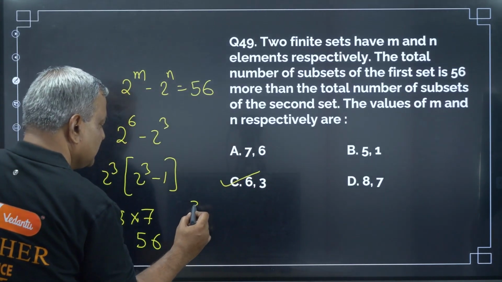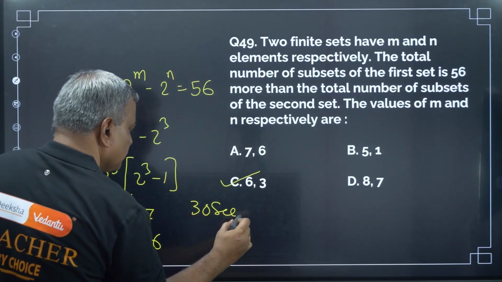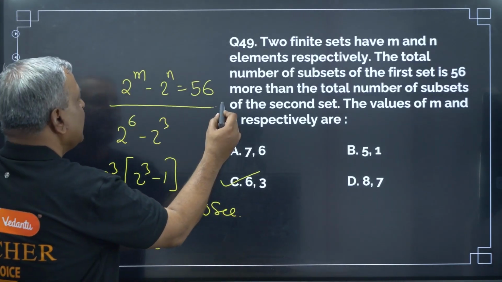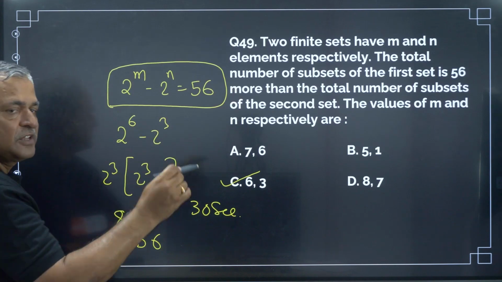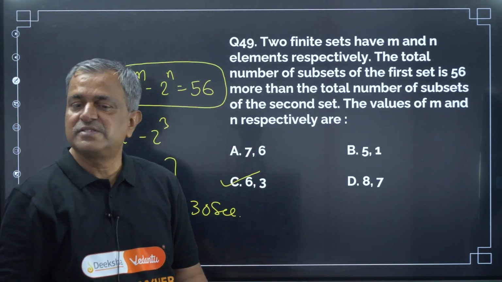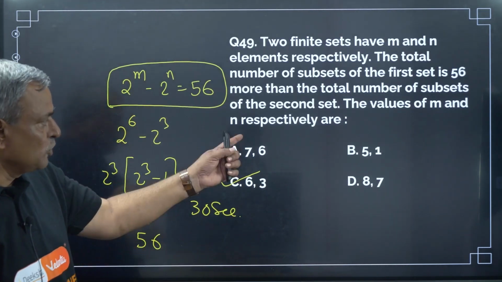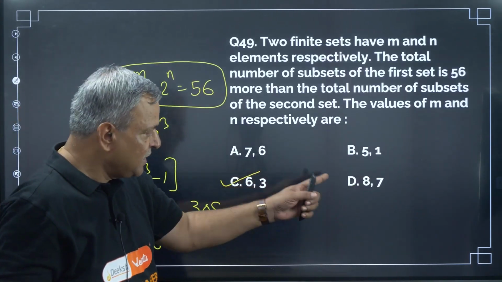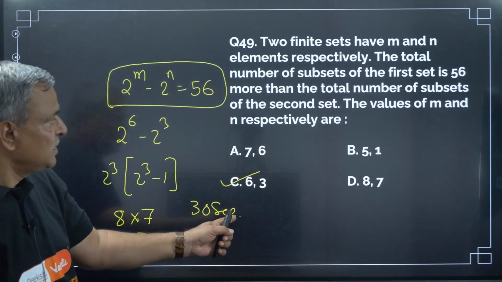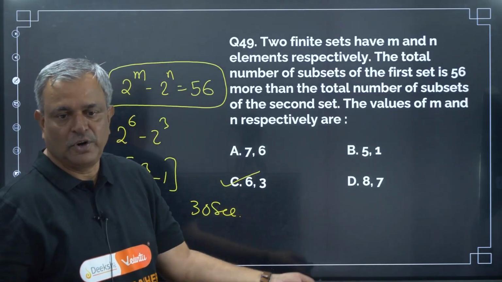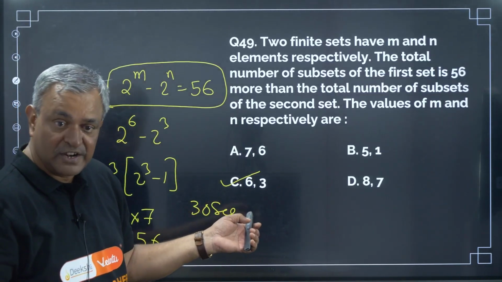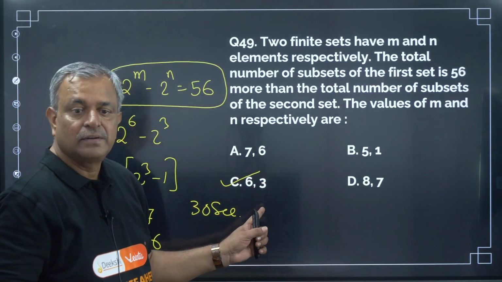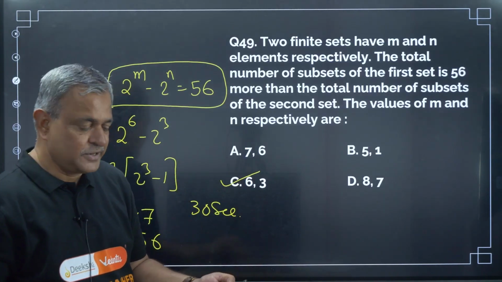It hardly takes 30 seconds. But you must know the formula. Number of subsets is 2 to the power m, otherwise it can't be done. Of course, verification is there one by one. You can easily observe it. Even if you do the verification, it hardly takes 40 seconds. I have given 30 seconds. Why? Because option C is the correct one.